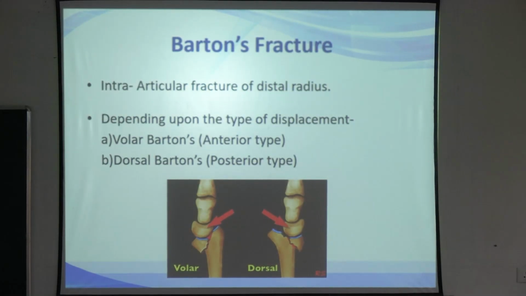So Barton's fracture. Barton's fracture is an intra-articular fracture of the distal radius. So the fracture is going inside the joint, the intra-articular thing. Okay?